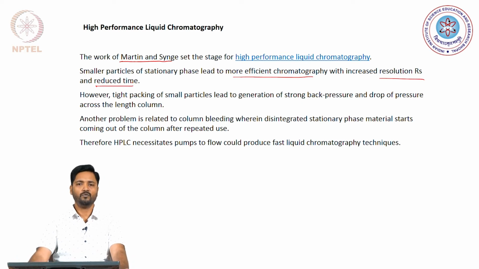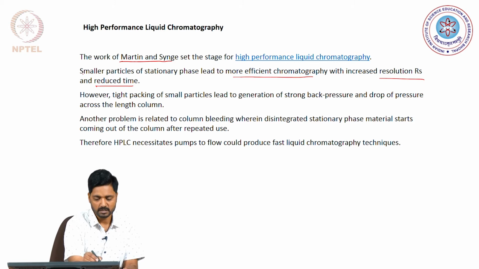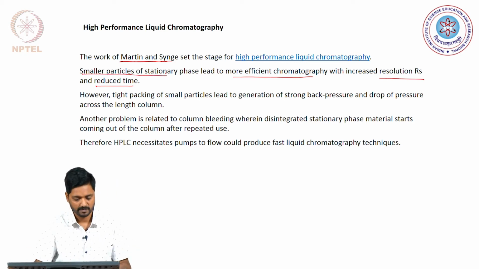So, of course, a key consideration when we move from normal column chromatography that is conducted day to day in synthetic organic chemistry laboratories to high performance liquid chromatography is that the key change is in the quality and size of the stationary phase that is being employed. For high performance liquid chromatography, we emphasize the use of smaller particles for our stationary phase.